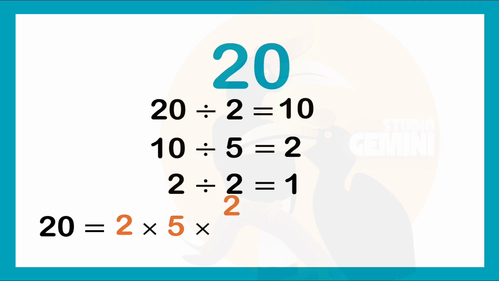times 2. But remember, when finding the prime factorization of a number, we order our prime factors from least to greatest. Let's do that now. The prime factorization of 20 is 2 times 2 times 5. Look at our prime factors. The prime factor of 2 repeats itself twice. We can write this as 2 to the power of 2. We need to still include the other prime factor of 5. This means the prime factorization of 20 is 2 to the power of 2 times 5.